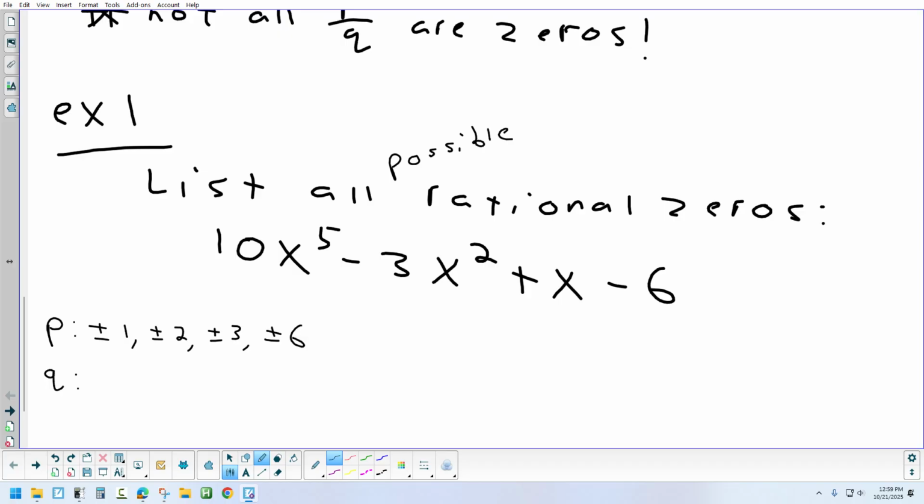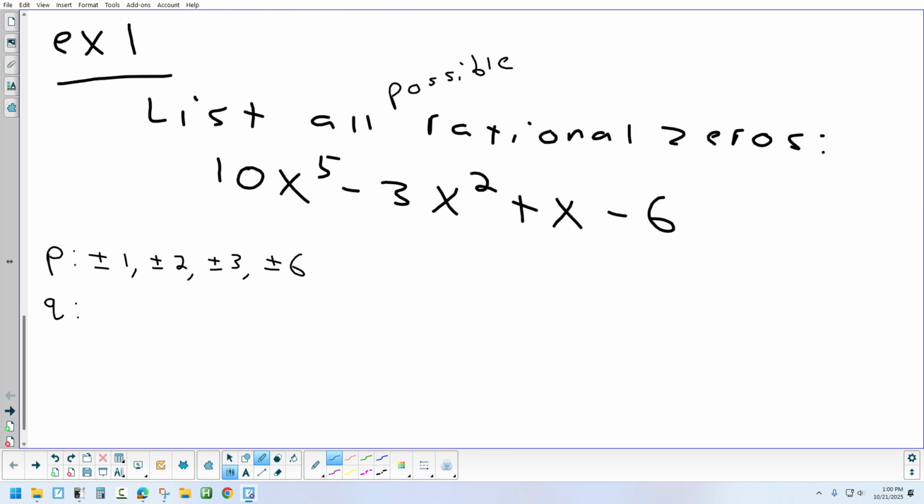Q. Q are all the factors of the leading coefficient. What is the leading coefficient? 10. What are all the factors of 10? Positive or negative, 1, 2, 5, and 10. Yep, perfect. Positive or negative 1, 2, 5, and 10.